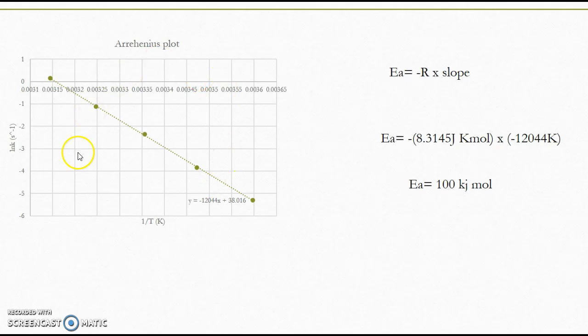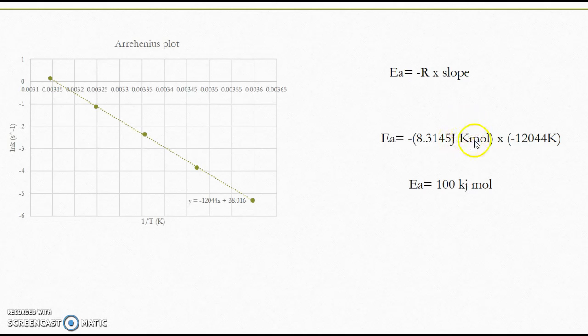Once you have carefully plotted your values, depending on what software you use, I use Excel, I was able to get my slope. And as you recall, the activation energy equals negative R times slope, and R is simply our gas constant, which is 8.3145 joules per Kelvin per mole. Now, as you recall, activation energy is in kilojoules per mole, so we will have to convert these joules into kilojoules by simply multiplying by 10 to the negative 3.